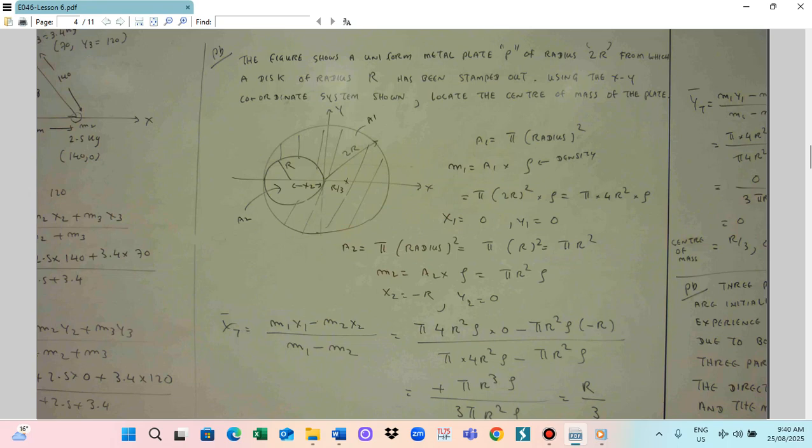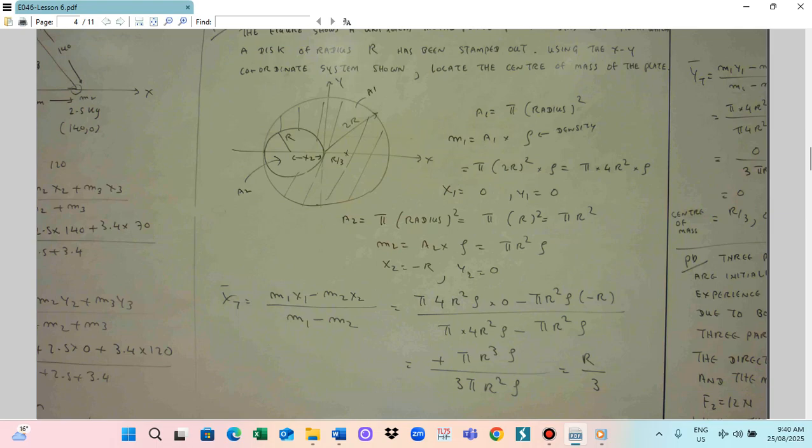So by solving this one, 0 minus a negative is a positive. So pi r2 into rho, and the denominator is pi 4r square into rho minus pi r square into rho. So this is 3 pi r square into rho. So this is what we can say, r by 3. R by 3. So this is the center of mass located at r by 3. So this is the center of mass.